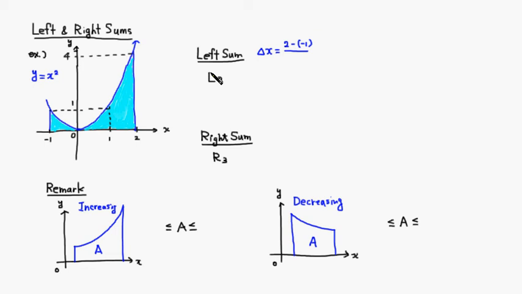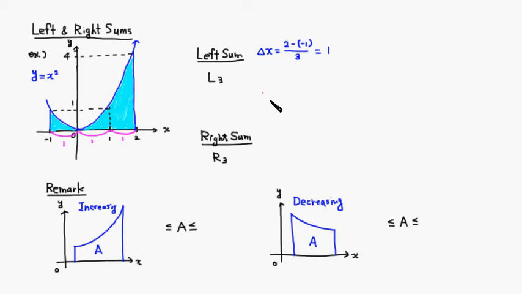Then since we were looking for L3, the 3 tells you the number of rectangles, so we divide by 3. This turns out to be, of course, 1. So each rectangle has a width of 1. You can see here this is delta x, 1, and here's another delta x, 1, and here is 1.